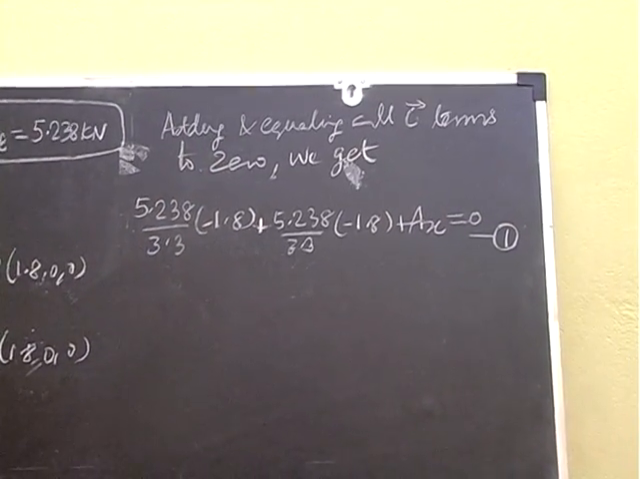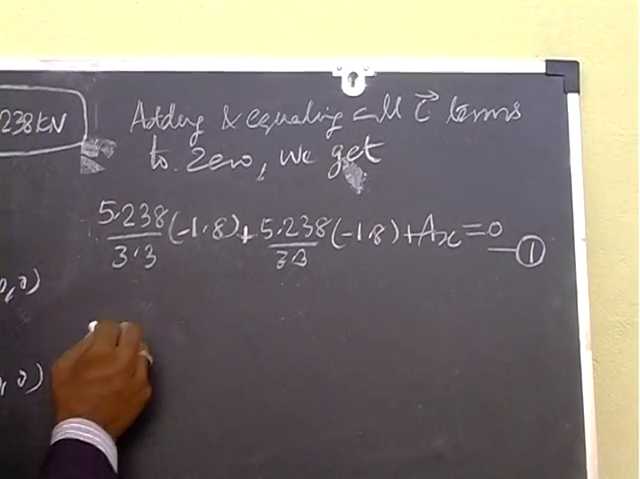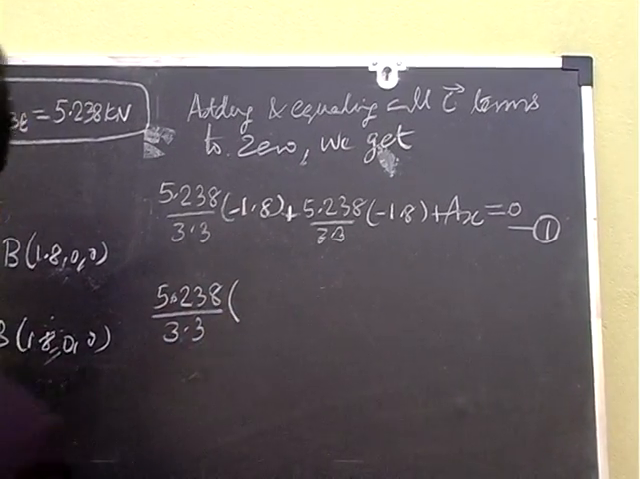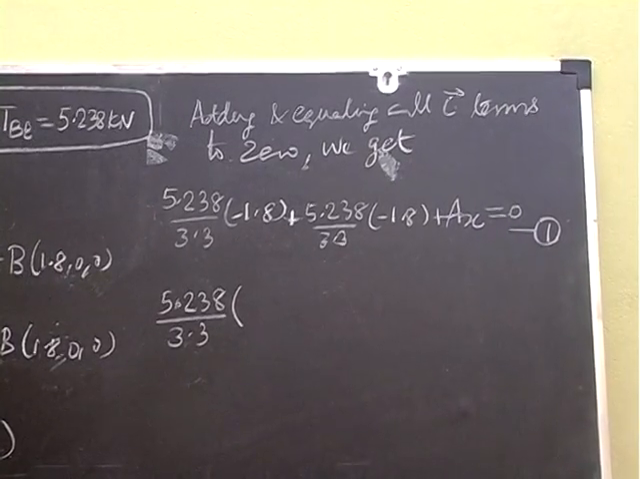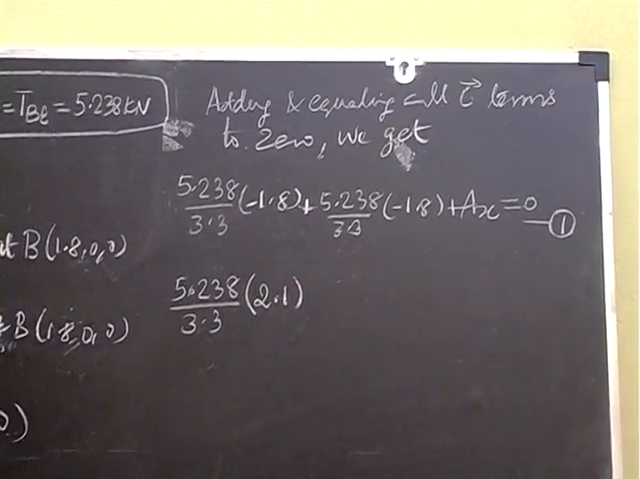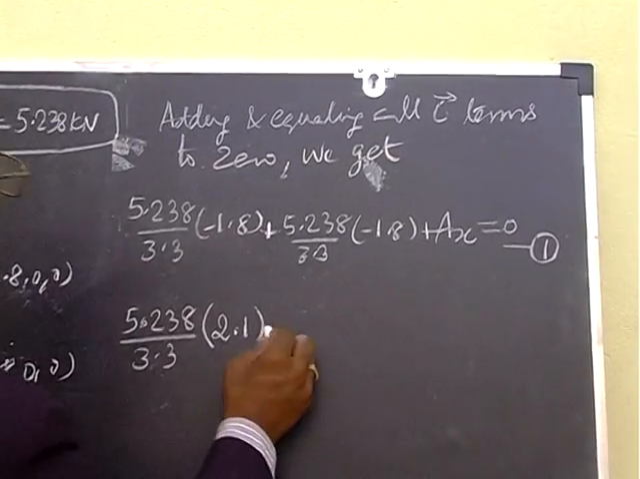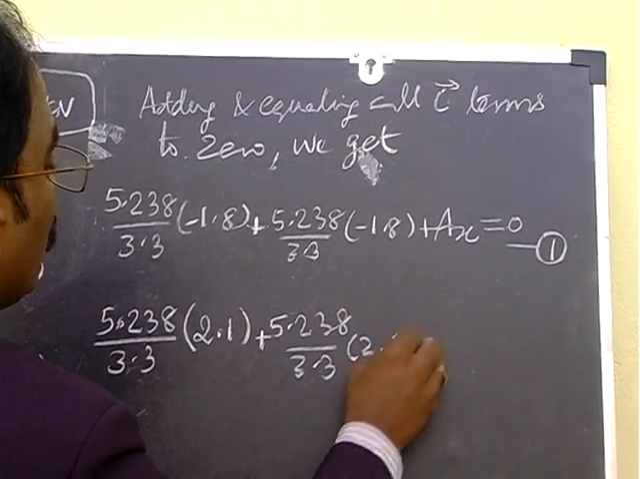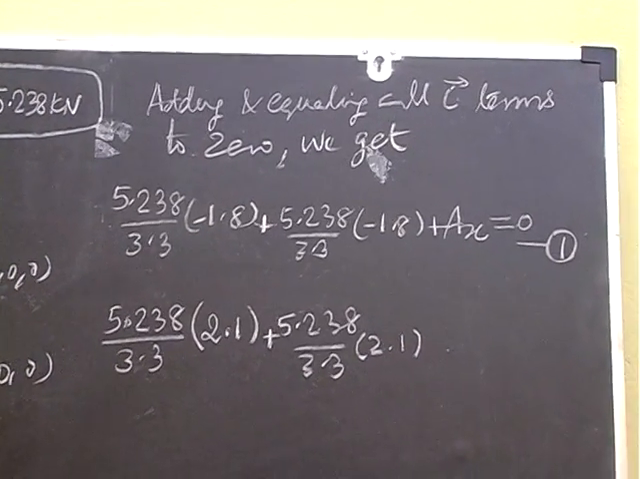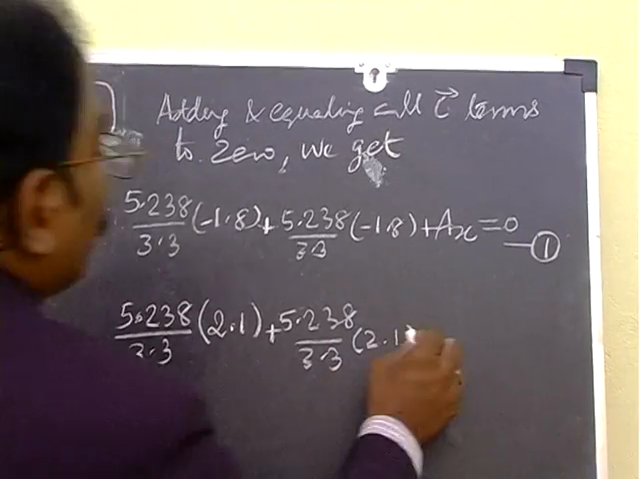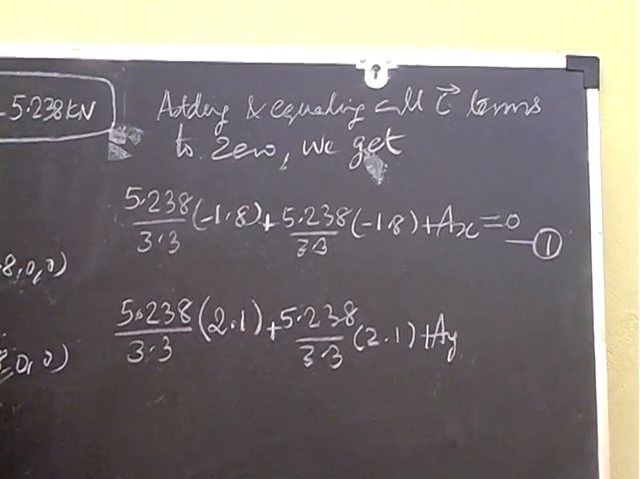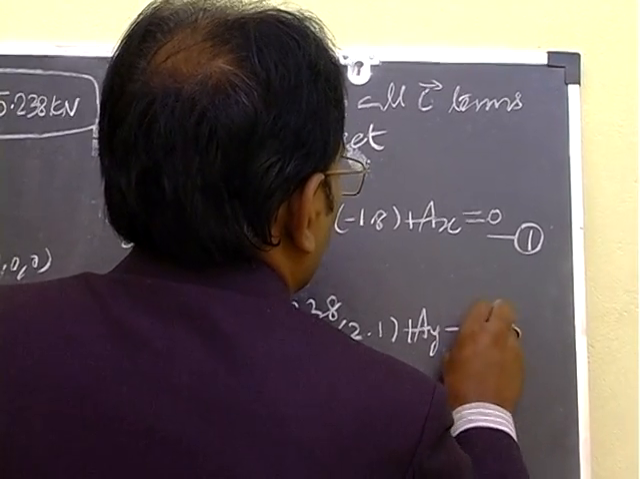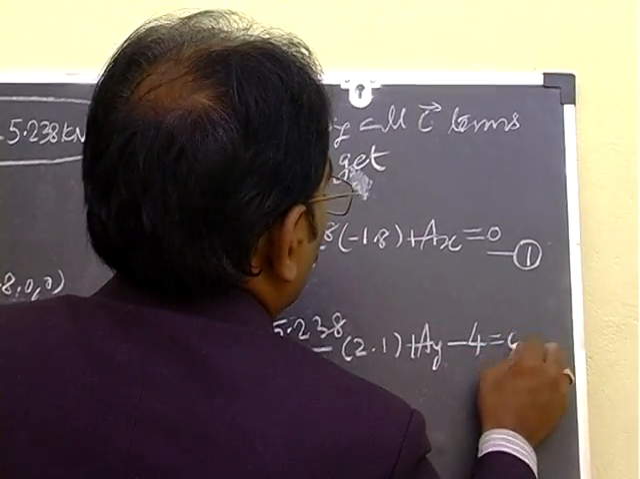Similarly, we take the J term. That is nothing but 5.238 divided by 3.3. The coefficient for the J term is 2.1. The second one is once again 5.238 divided by 3.3 multiplied by 2.1. Then we have the term AY, that is again plus AY. Once again you have the last term which has got only J value alone, which is minus 4. So this can be equated to 0.